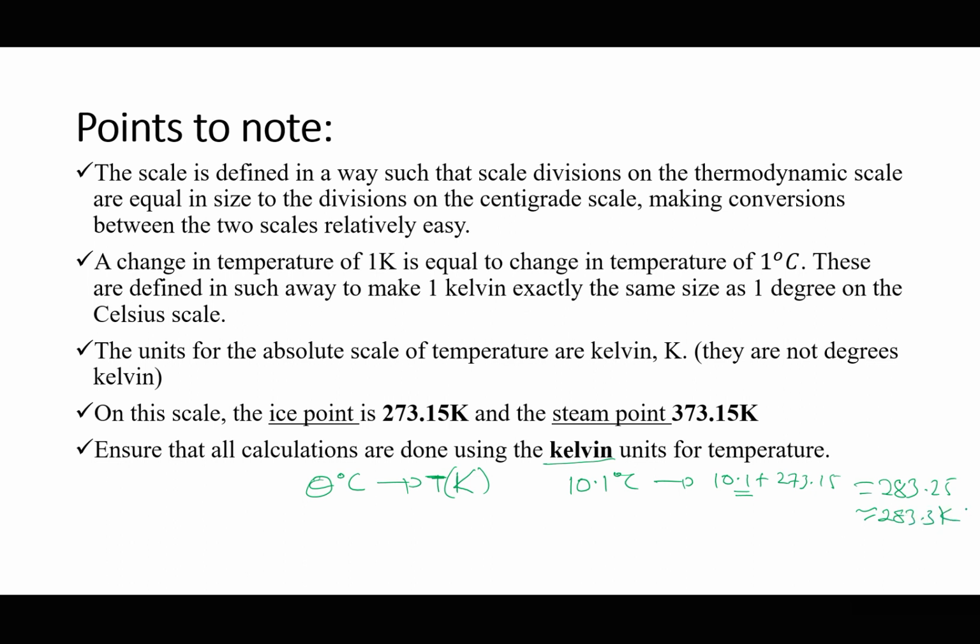So from degrees Celsius to Kelvin, we add. From temperature in Kelvin, changing it to degrees Celsius, here we subtract. For example, convert 300 Kelvin to degrees Celsius. This will be 300 minus 273. This gives you 27 degrees Celsius. Remember the precision. Remember the significant figures.